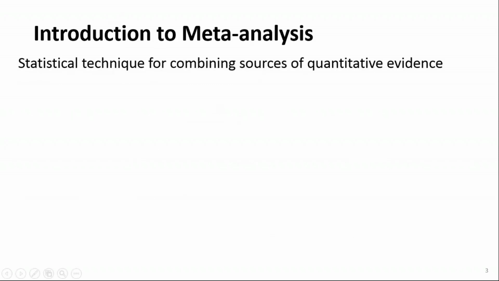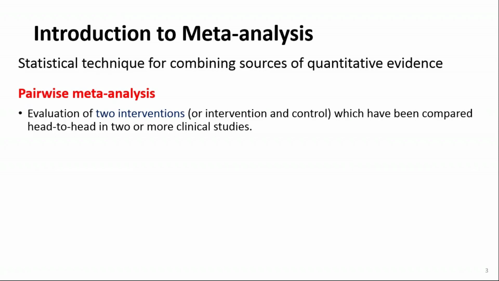So firstly, meta-analysis. This is a statistical technique for combining sources of quantitative or numerical evidence. I'll be talking about two different types of meta-analysis today in this webinar. So firstly, pairwise meta-analysis. This is the traditional type of meta-analysis that most of you are probably aware of, in which two interventions, or an intervention and control, maybe treatment and placebo, which have been compared head-to-head in two or more clinical studies, have their data pooled within meta-analysis.